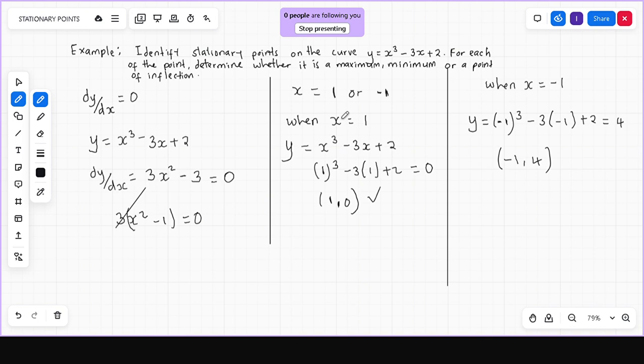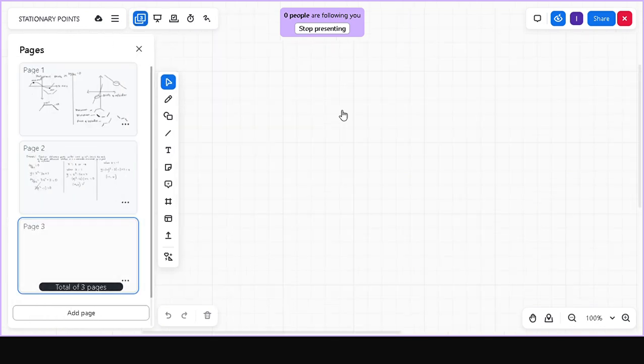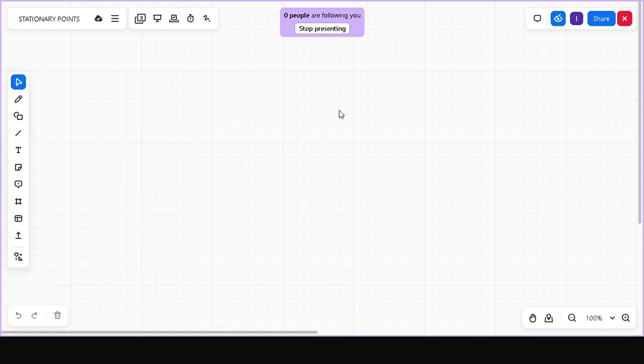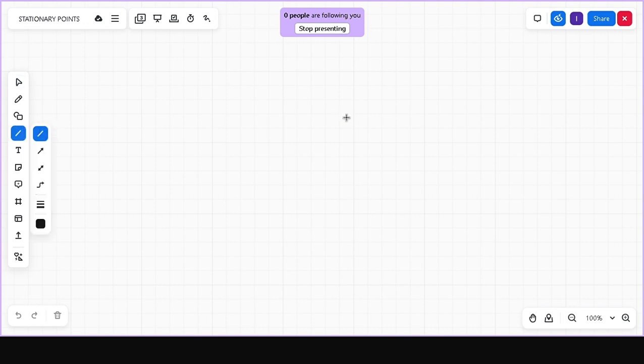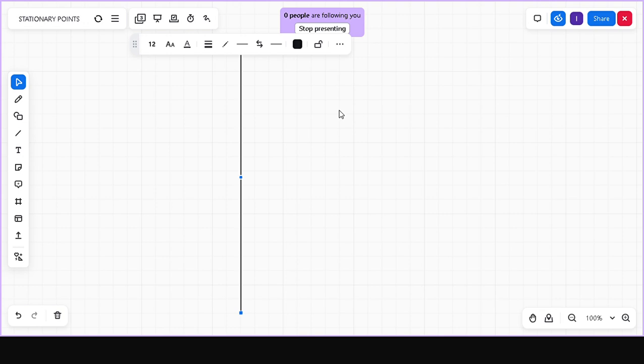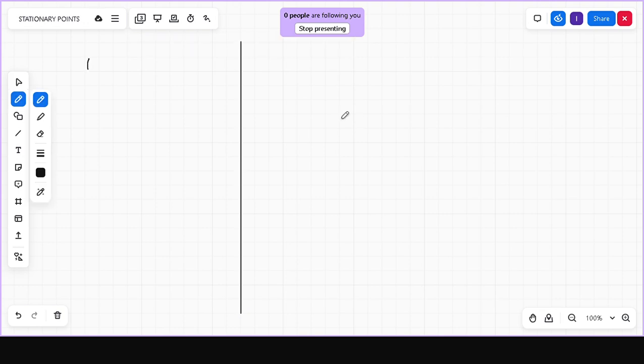Now we want to determine for the two stationary points whether it is a maximum, a minimum, or a point of inflection. Now we just go to the next page. So we're going to start with the first point. The first point was 1 comma 0. So starting with the point 1 comma 0, how are we going to do it?